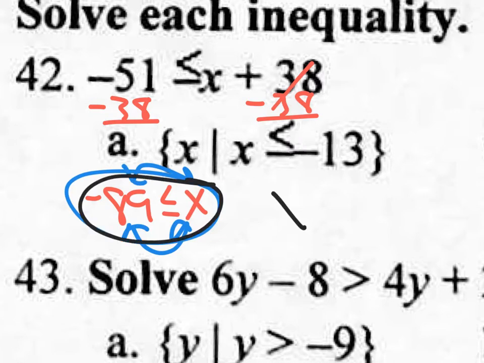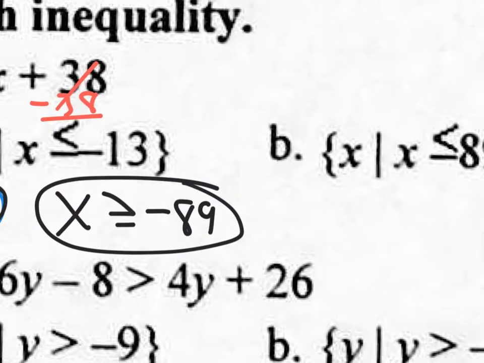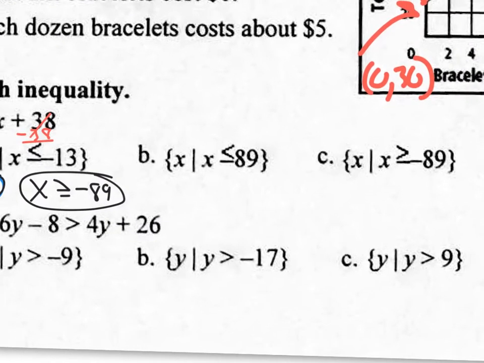We just need to flip it, put x on this side, negative 89 on this side, and if it does open up to the x, which it does, then it has to continue to open up to the x. Because the first one was your answer, we just need to flip everything over. So if we look for the multiple choice answer there, it'll be x is greater than or equal to negative 89, which is option C.